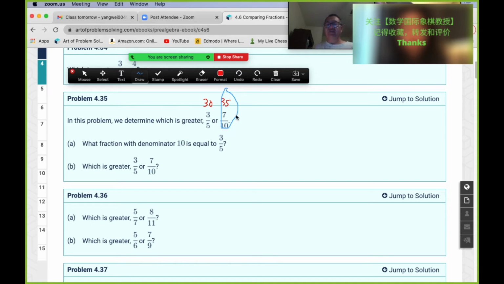Okay, very good. Now, part A: what fraction with the denominator 10 is equal to 3 over 5? Can you answer this one? Which fraction with denominator 10 is equal to 3 over 5?